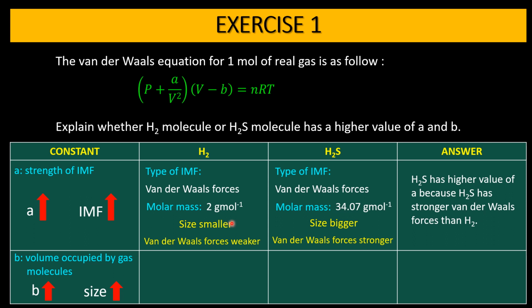So, kita dah tengok dah kepada size tadi, masa kita nak tentukan constant A, so kita dapati H2 size smaller, H2S size bigger. Soalan minta kita cari molekul yang higher value of B. So, yang ada higher value of B adalah molekul yang bersaiz besar. So, yang bersaiz besar jawapannya adalah H2S. So, jawapan yang perlu kita tulis adalah H2S has higher value of B because H2S is larger than H2.